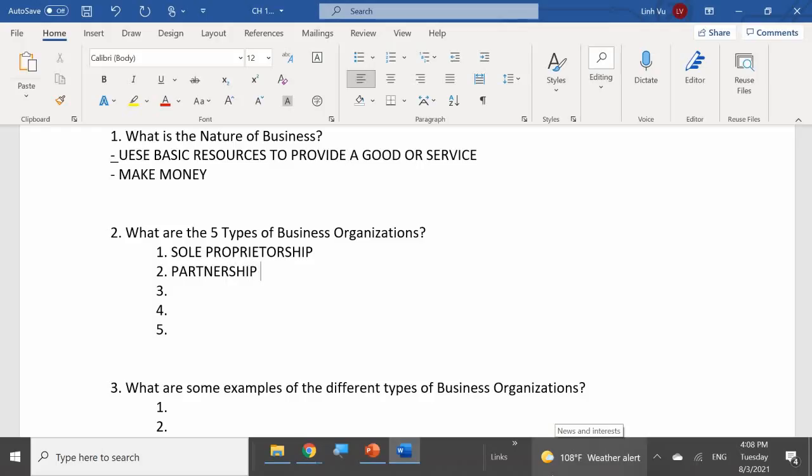Oh my gosh, I cannot type today. All right, partnership, go ahead. Corporation. Corporation, right, the big guys. Okay, corporations, what else? LLC. LLC, also known as a limited liability company. A non-profit. Yes. Good.